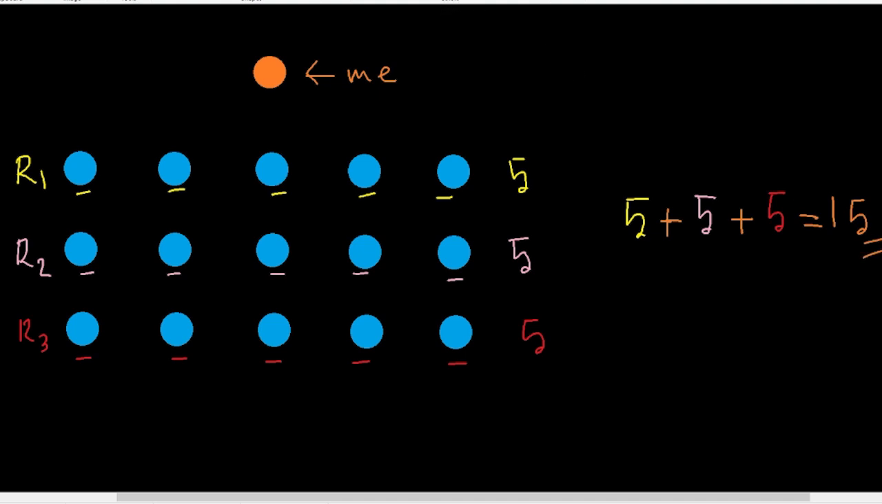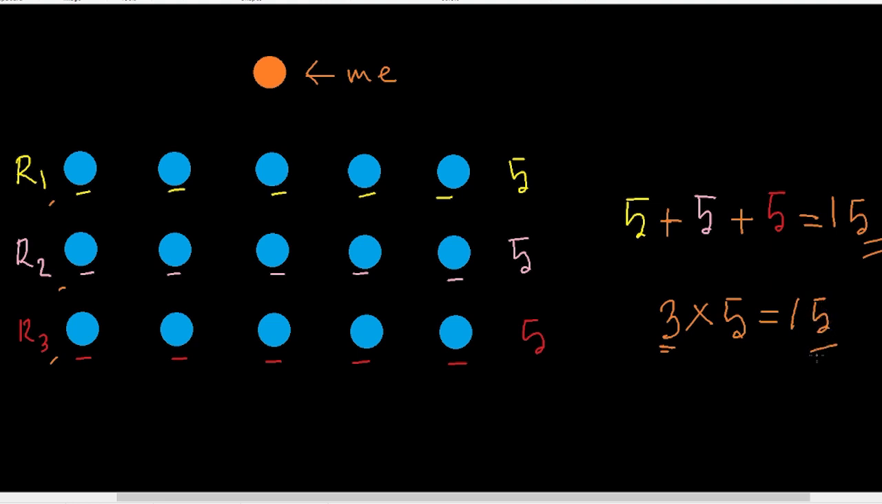But what I could also do is multiply. But what would I multiply? I would have to multiply the number of rows. So I have 1, 2, 3, I have 3 rows. And I would have to multiply that with the number of students in each row. And as we can see, we have 5 students in each row. So I would multiply the number of rows, which is 3, to the number of students in each row, which is 5. And that equals 15.